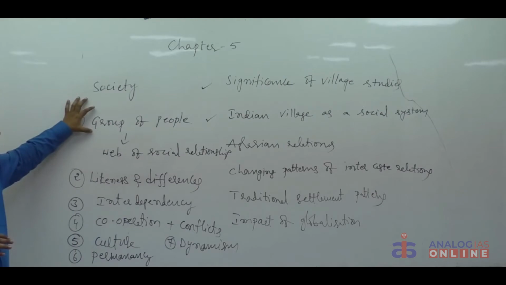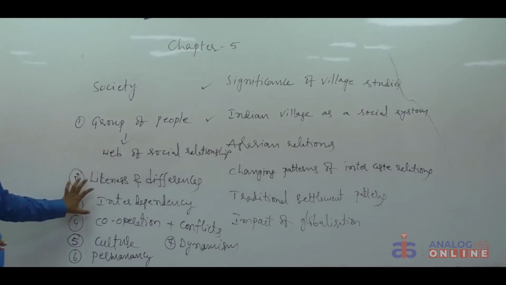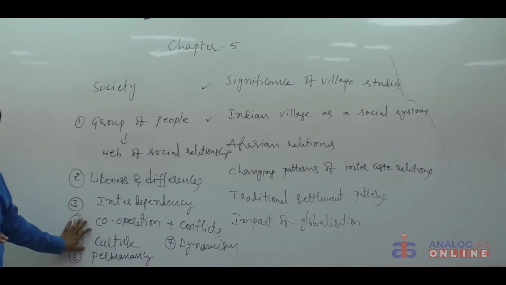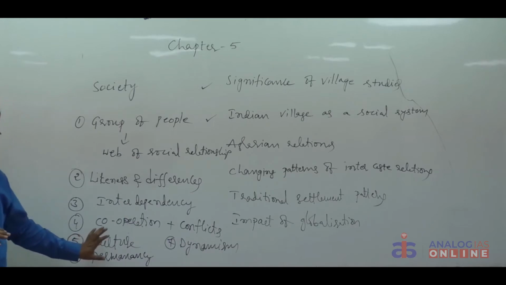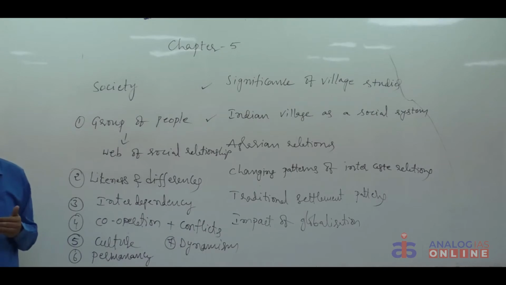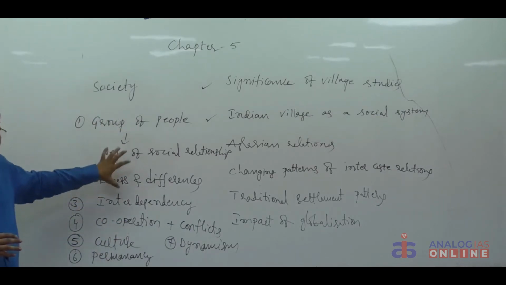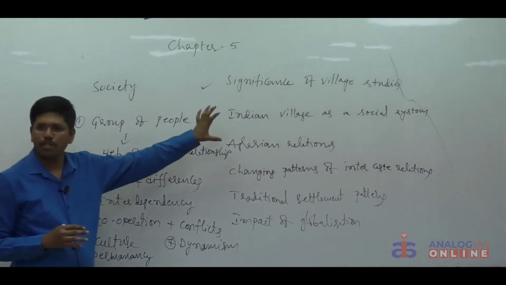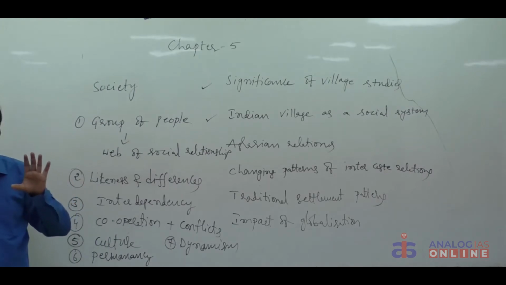Every society consists of a group of people who are interlinked with each other by a web of social relationship. In the society, there must be likeness and differences. There must be interdependency. Cooperation and conflict should be there. A comprehensive culture should be there. That society or that village must be permanent. And finally, there must be some changes gradually over a period of time. These are the characteristics of a society. We can come across all the characteristics with respect to Indian villages. That's why we can consider Indian village as a social system.